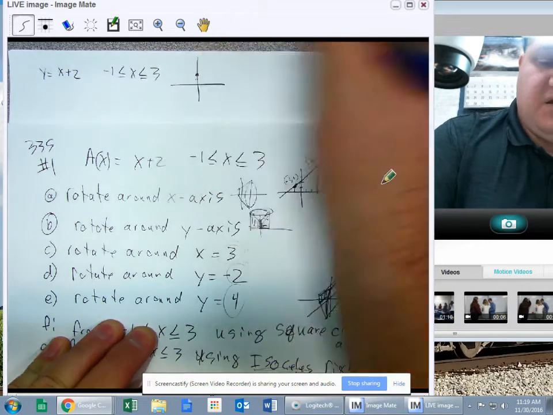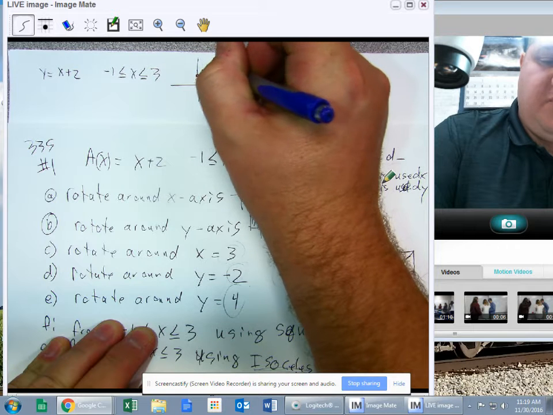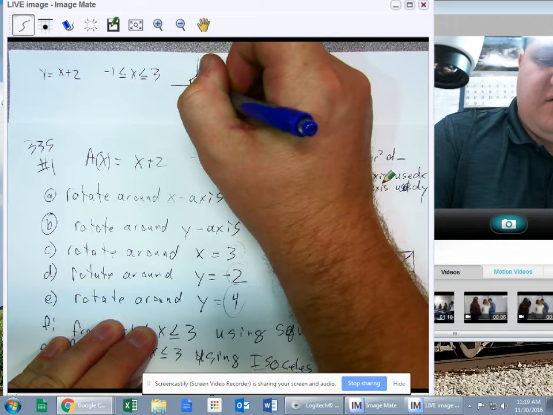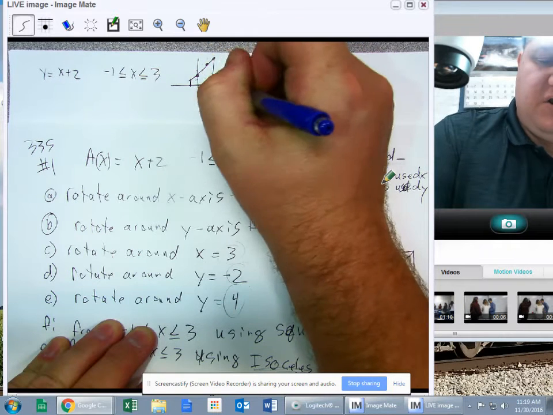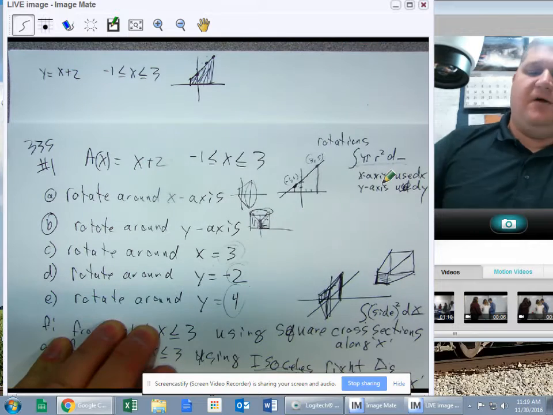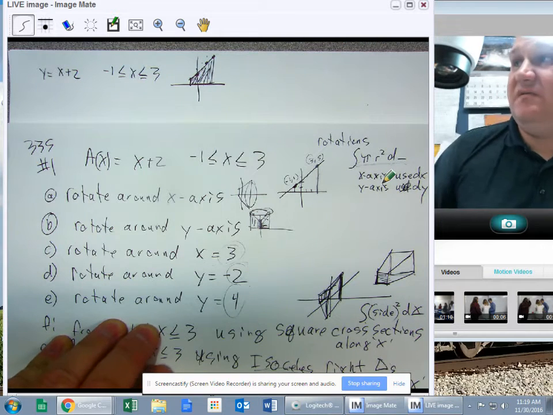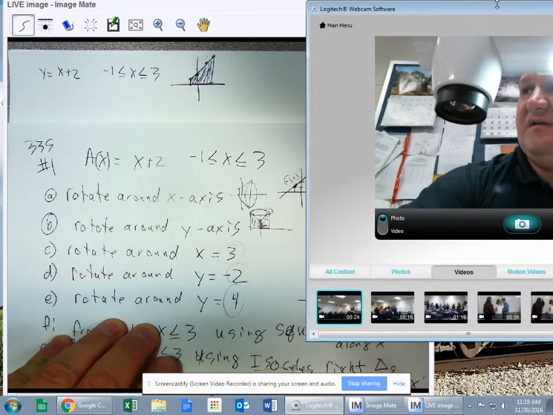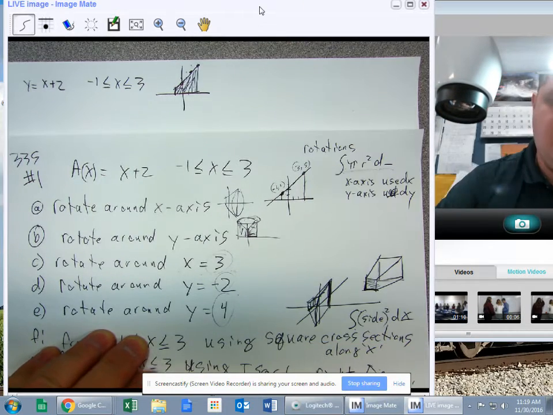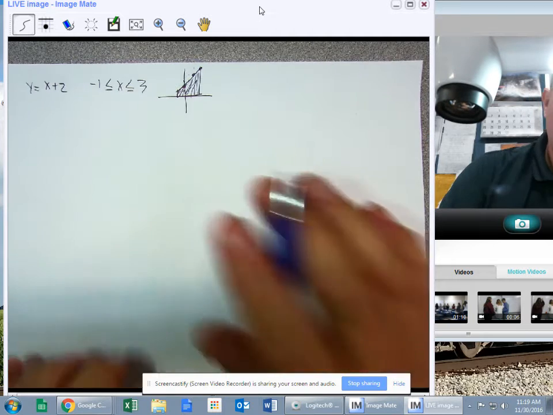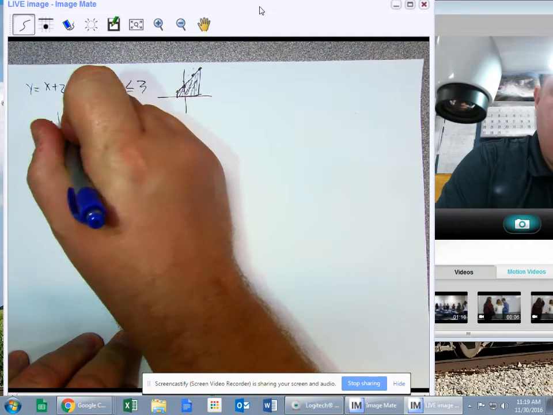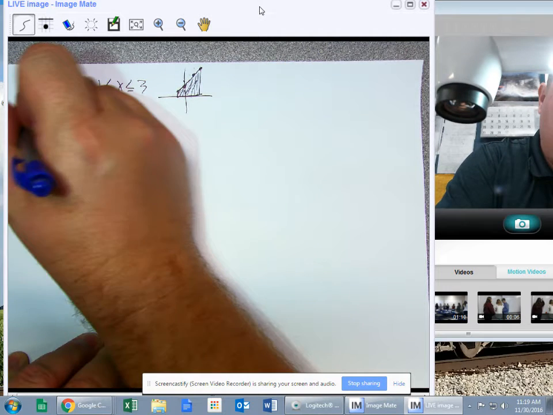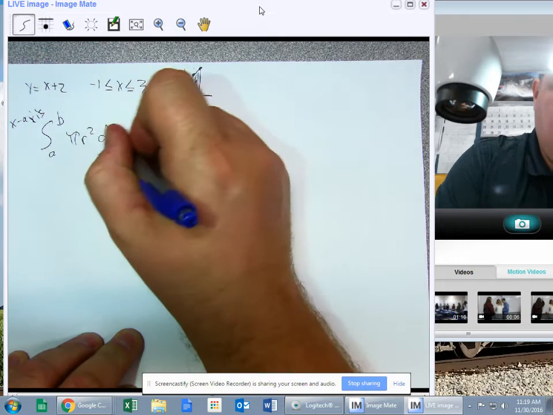1, 2, going up 1 over 1, up 1 over 1, up 1 over 1. We have this area right here that we're going to use as our representation. Now, to rotate around the x-axis, simple rotation around the x-axis is going to be your easiest because it's going to be the classic disk method. So with that, integration from a to b of pi r squared d, and because we're going around the x-axis, it's going to be dx.